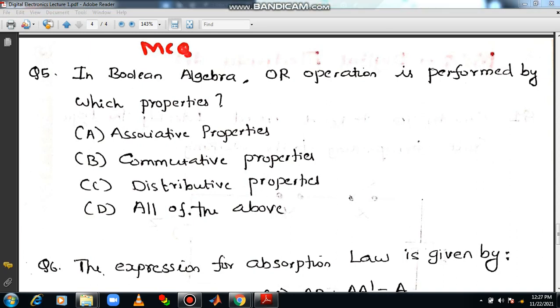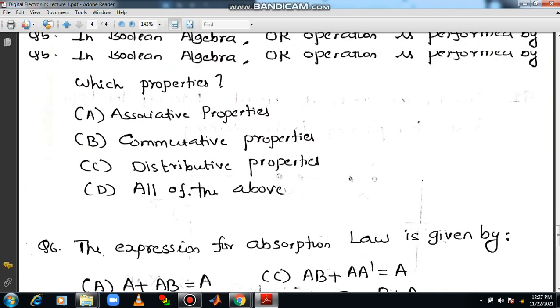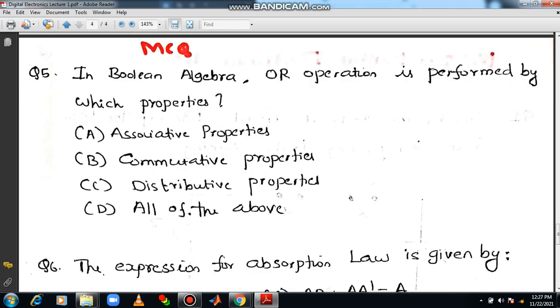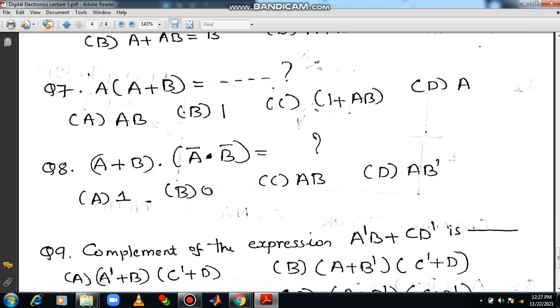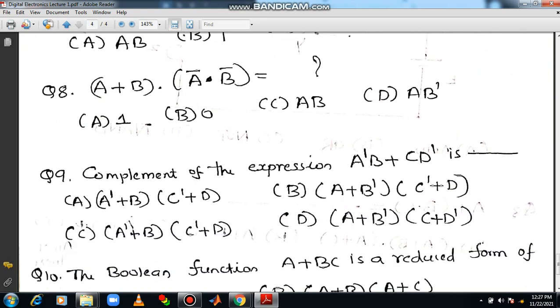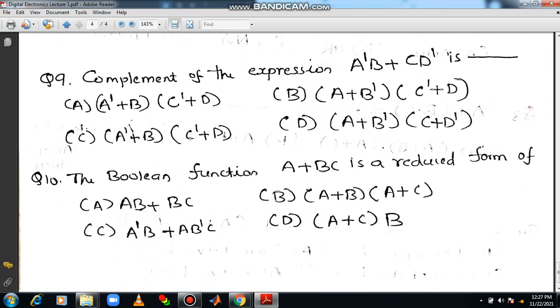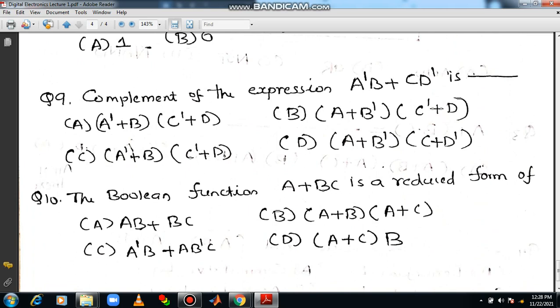Hello everyone. In this video, I am going to discuss important MCQs based on De Morgan's law, basics of logic gates, etc. So I request you to go through the questions first. There are 6 questions, starting from question number 5. Then you can refer to question number 6. Then remaining 4 questions. You can pause the video and please note down the right answer.